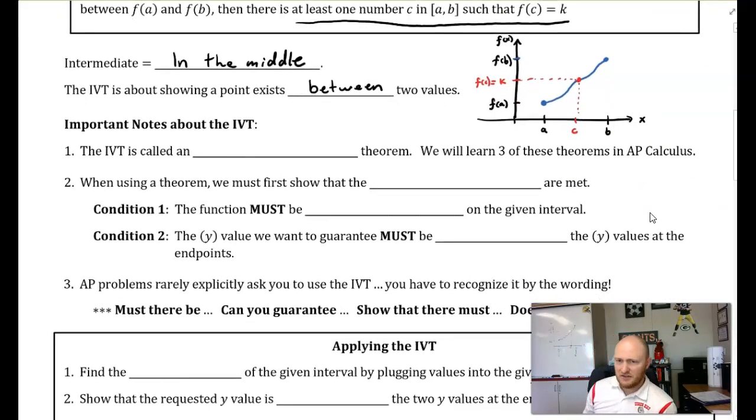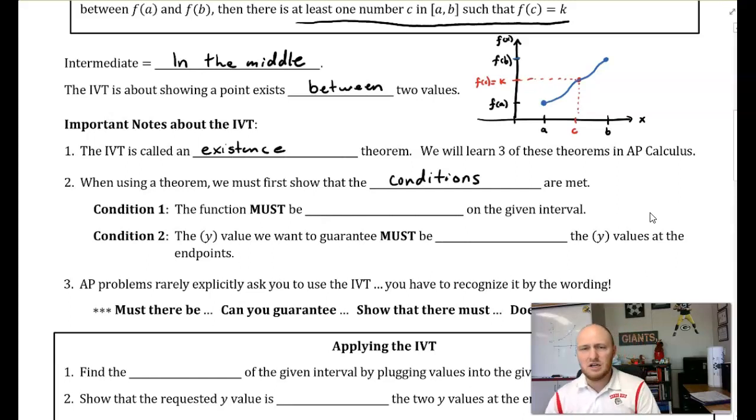Some important notes about the IVT. IVT is called an existence theorem because we're showing that something exists. We will learn 3 of these in calculus. More to come. Now, when using the theorem, we must show that the conditions are met. In order to use this awesome tool that I am showing you, you have to show that you can use it. Now, the way I equate this is I think about Thor, and he's by no means my favorite Avenger at all, but I just think about Thor.